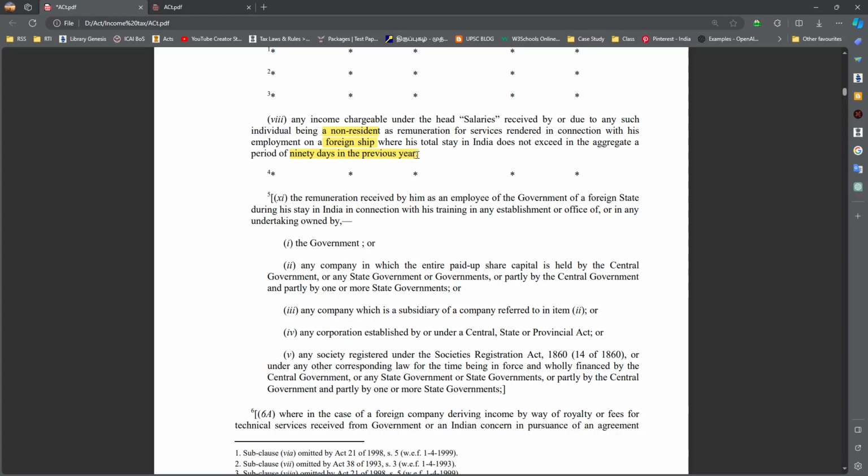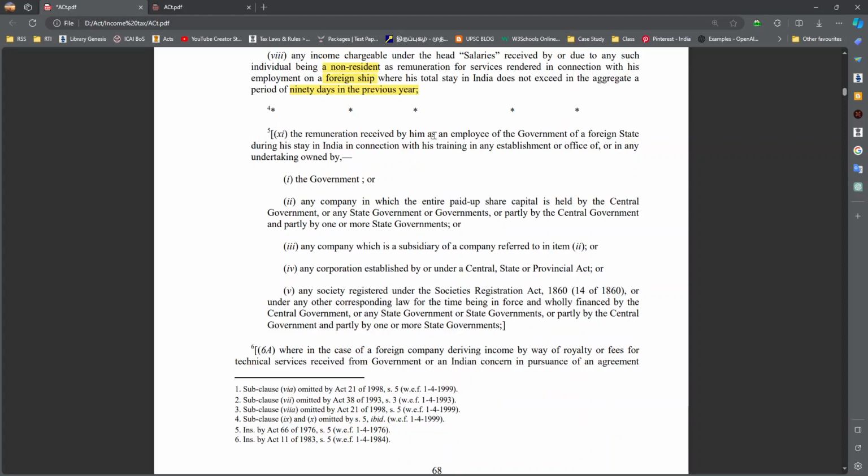So the individual is a non-resident, yes, he's non-resident, but remuneration received or earned in connection with the employment, because such employment is on a foreign ship, not an Indian ship. It clearly says such a thing is also a foreign ship, not an Indian ship. If you want an Indian ship, it's different. A person arriving on a foreign ship but staying in India, not crossing 90 days, then no problem. No need to pay any tax.